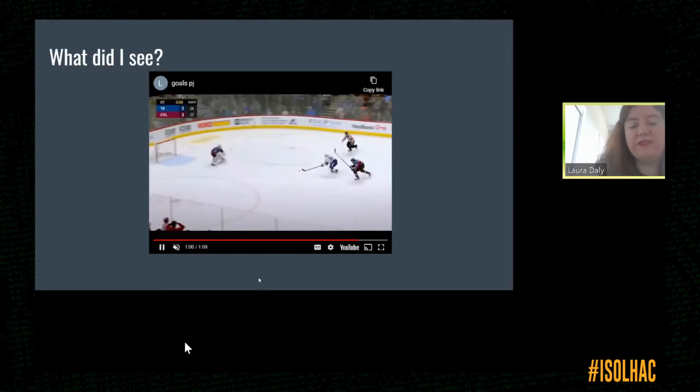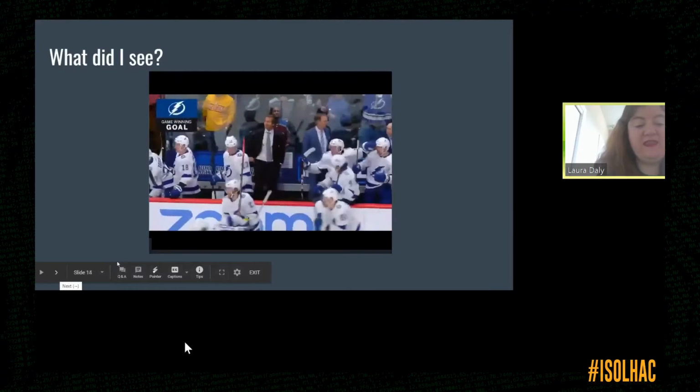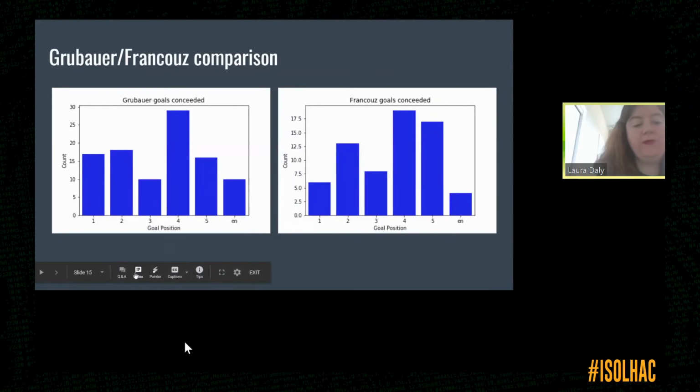So that was really the main thing that we saw when I looked through all of the goals. I saw that pattern over and over again.